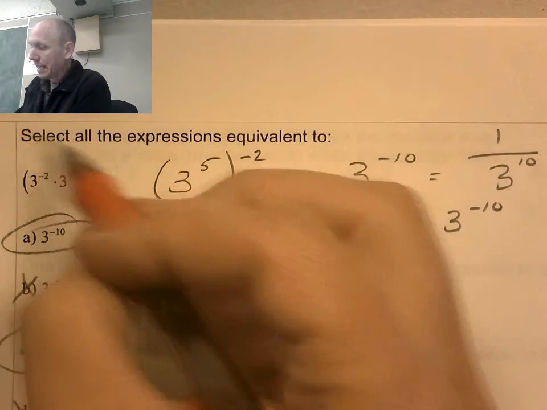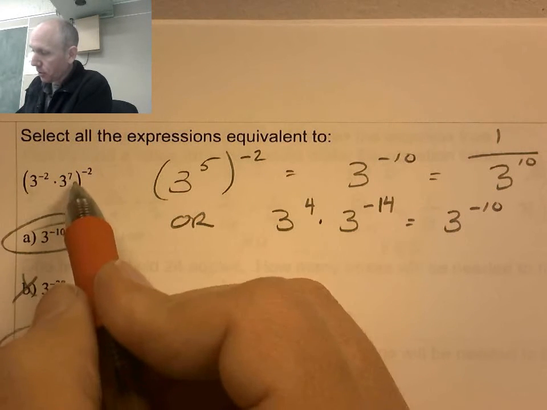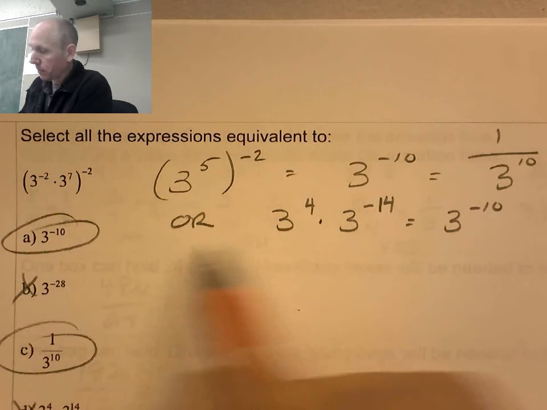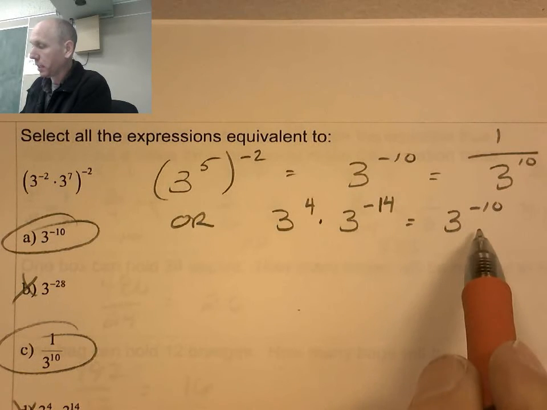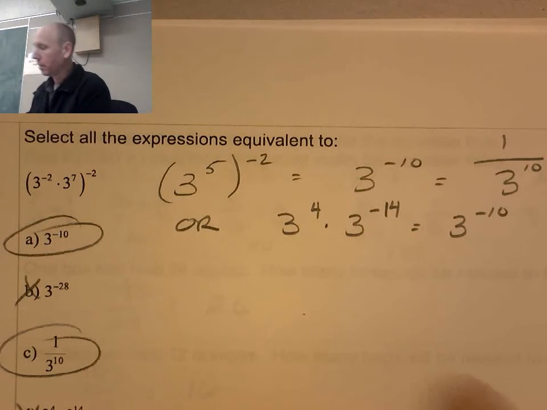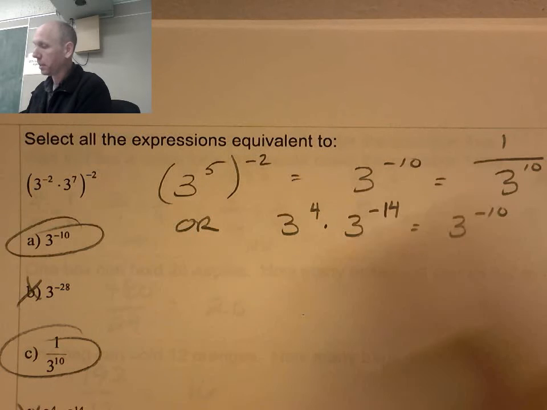The other way to look at it, it looks like distribution. It's not distribution, but this negative 2 can go and multiply the negative 2 and the 7. It's going to be negative 2 times negative 2, which is 3 to the 4th, times 3 to the negative 14th, equals, once again, 3 to the negative 10. So once I've fully simplified it, now I can go through and match up answers. So 3 to the negative 10, I had that, and 1 over 3 to the 10th, I had that also.